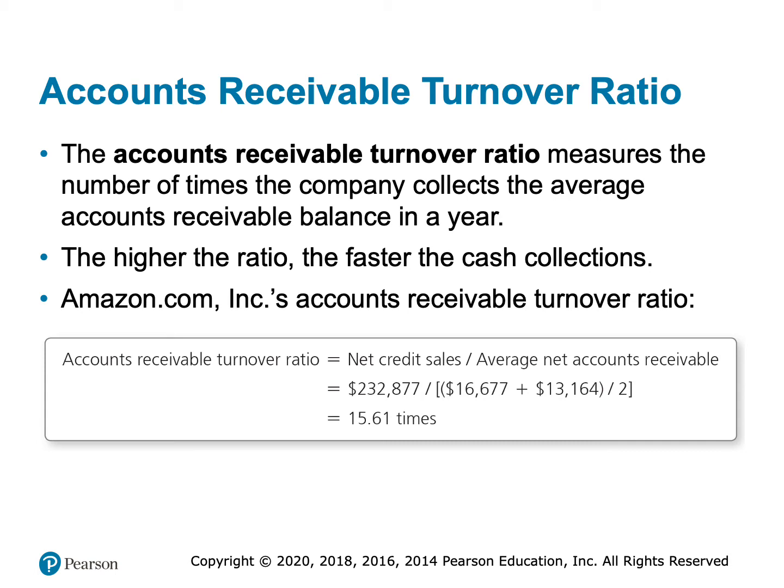So it's usually just net credit sales divided by average accounts receivable, where the average accounts receivable, just like in the inventory turnover, is the beginning accounts receivable plus the ending balance in accounts receivable divided by 2. So that's how we get that average. So here we're told in this example of Amazon company, they collect their receivables on average 15.61 times a year.